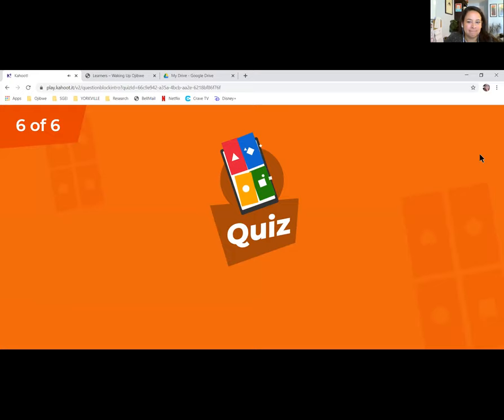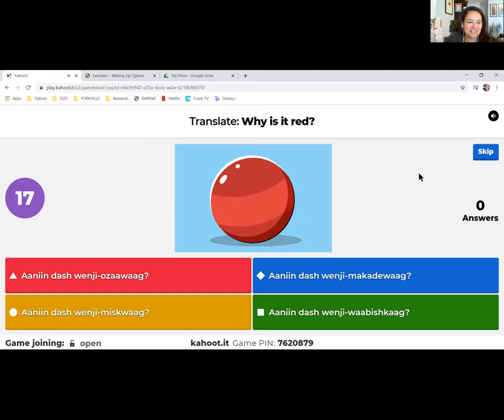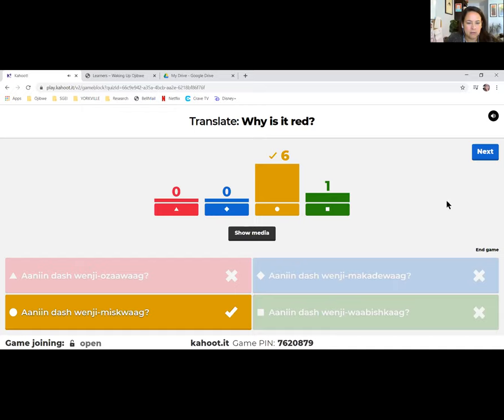Okay, I think there's one more question. Translate, why is it red? I wasn't sure if everyone was going to get that one. So Miss Squaw is, it is red. Anindish Wangi, Miss Squawg. Why is it red? If you chose this one, Anindish Wangi, Wabishfog. Why is it white? Okay, Anindish Wangi, Makadewog. Why is it black? Anindish Wangi, Osawog. Why is it yellow?